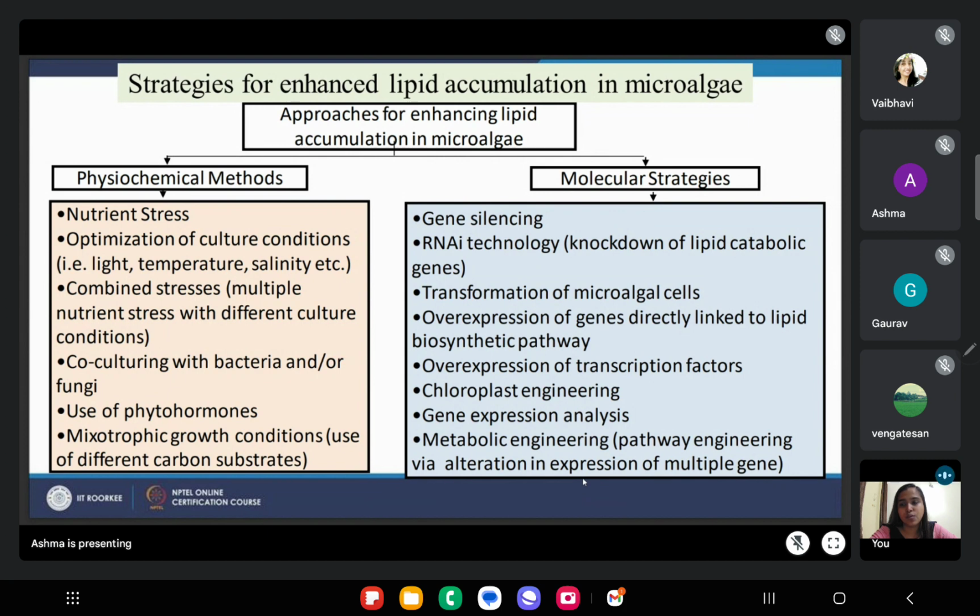Next is co-culturing with bacteria and fungi. And next is use of hormones, mixotrophic growth conditions, which is use of different carbon substrate. We can use different inorganic carbon substrate for the algae to grow. Next, some of the molecular strategies are gene silencing, RNAi technology, transformation of microalgae cell, or overexpression of genes directly linked to lipid and others.